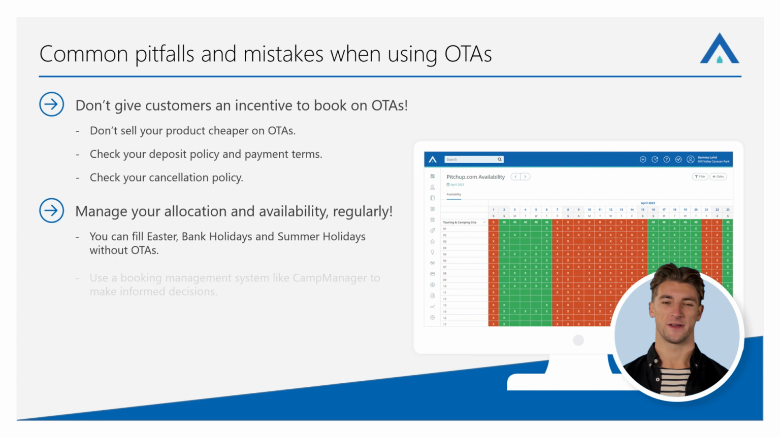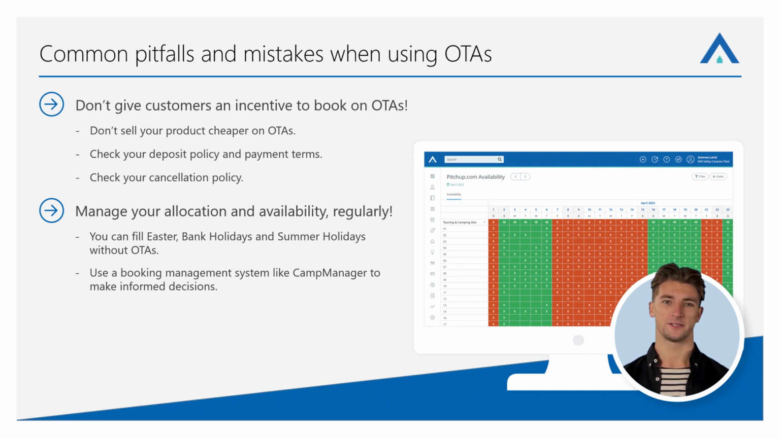You can control your availability within CampManager for each platform. You can block out specific units and dates, preventing OTAs from booking these, whilst still being able to take bookings for these via your own website. Then closer to the time, if you still have some empty spaces, you can then release these to the OTAs.